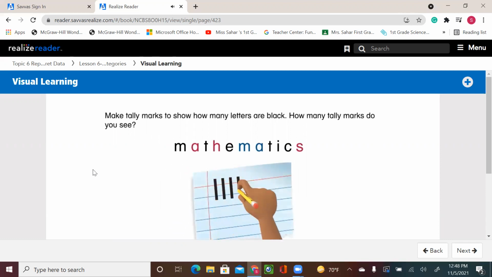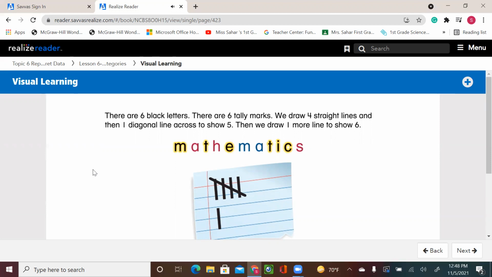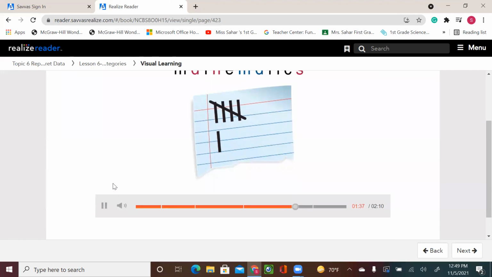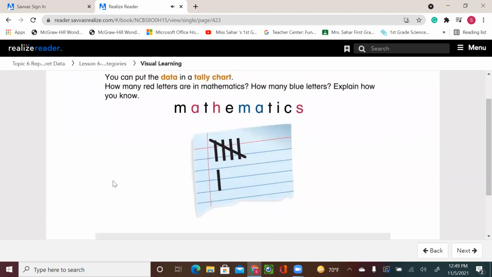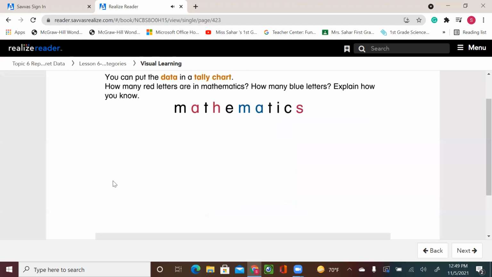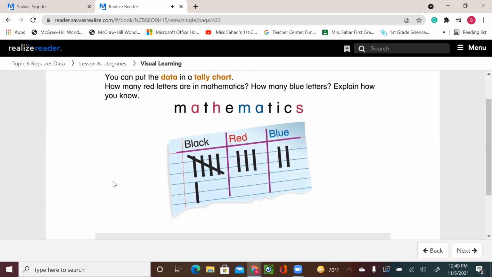Make tally marks to show how many letters are black. How many tally marks do you see? There are 6 black letters. There are 6 tally marks. We draw 4 straight lines and then one diagonal line across to show 5. Then we draw one more line to show 6. You can put the data in a tally chart. How many red letters are in mathematics? How many blue letters? Explain how you know.